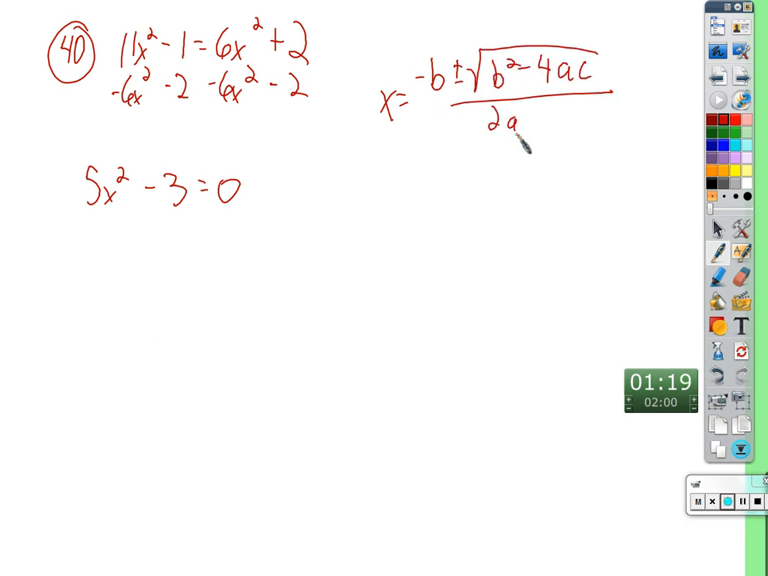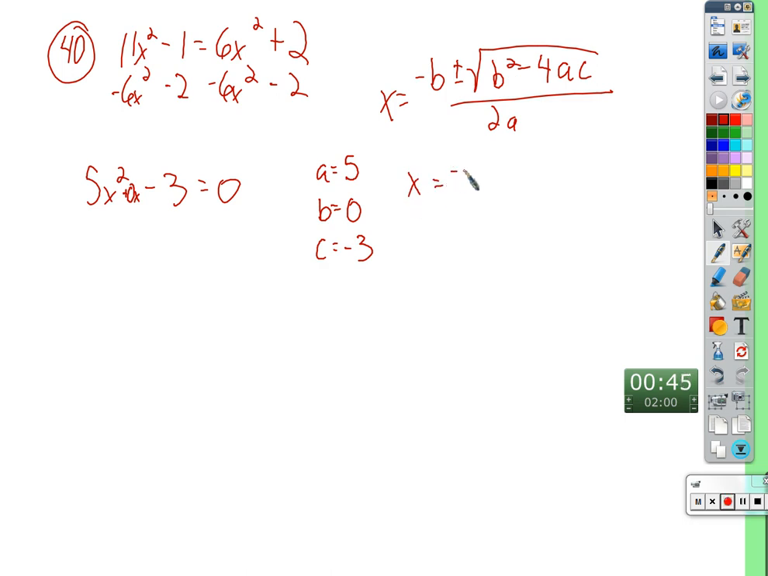We need to know a, b, c. Alright. So what is a? What are we gonna use for a? Five. Right? A is always the thing that's multiplied by x squared. There it is, 5. Multiplied by x squared. Alright. What is b? That's zero. There is nothing times the x. That's why there's nothing there. Zero times x is zero. And c? Negative 3. So now we know a, b, and c. Put them right in there, and we're good to go.